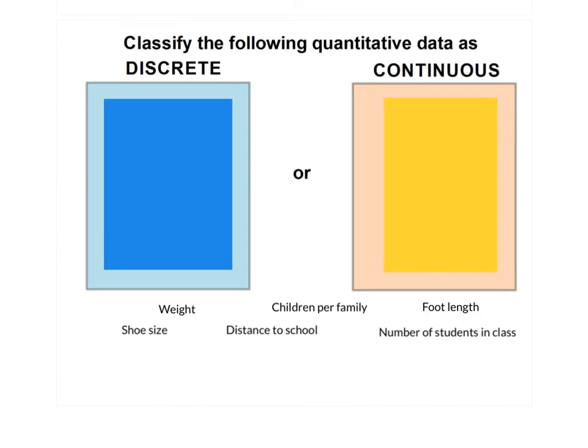Okay, the next classifications, I want you to classify the quantitative data as either discrete or continuous. And so here are the variables that you're going to list. So is weight, is that discrete or continuous? Shoe size, the number of children in a family, distance to school, foot length, and the number of students in the class. So list those as either discrete or continuous, pause the video, and then check your answers once you're ready. So go ahead and pause the video now.